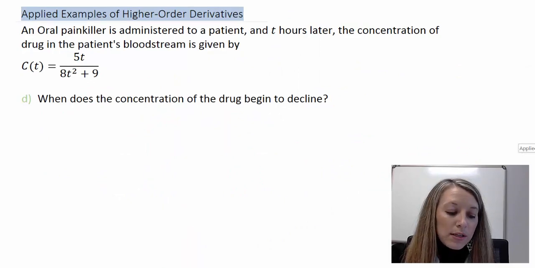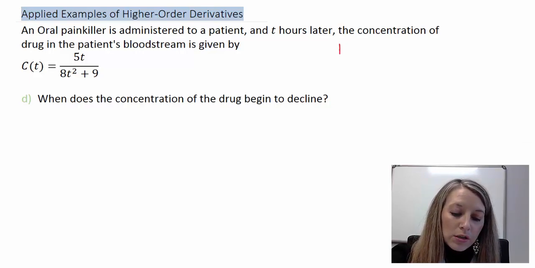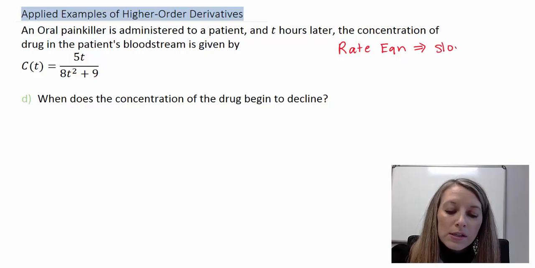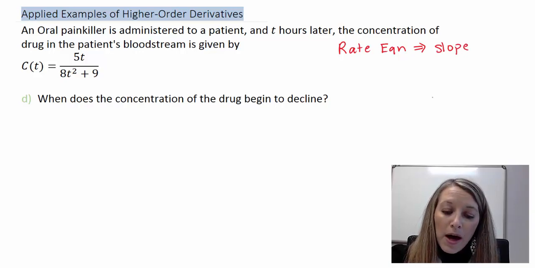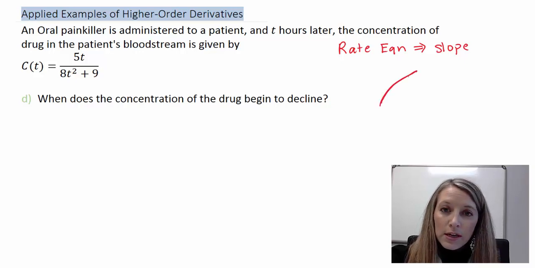Part D says, when does the concentration of the drug begin to decline? Well, we know when we're talking about our rate equation, that really gives us slope, rate of change, velocity, so on and so forth. Let me talk about slope here because I'm going to apply this to the graph. I know that if my slope is positive, then my rate of the equation is positive. Therefore, my graph is increasing.